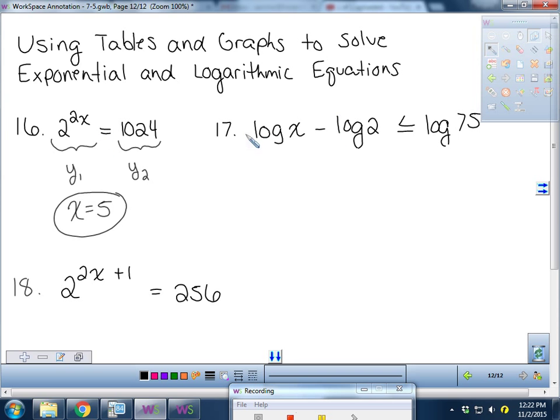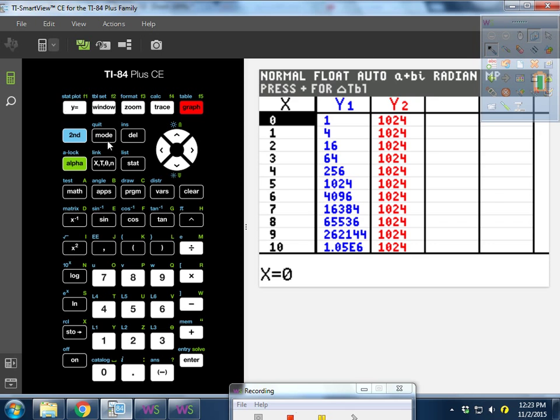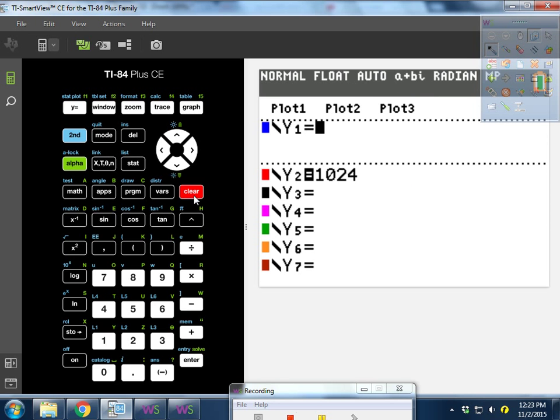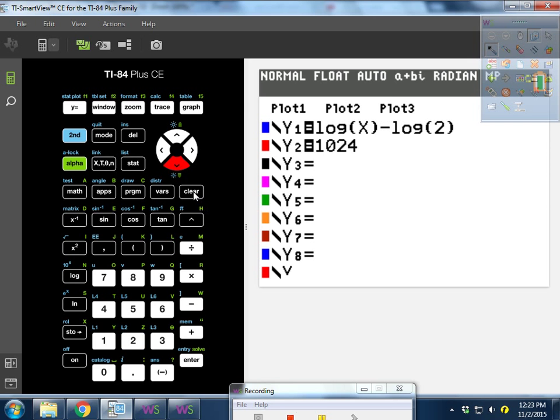We want to know when this side is less than or the same as this side. So again, we'll do y1, this will be y2, and we're looking for when this side is less than or equal to this side. So I go to my y equals, clear that out, and put in log x. Make sure you close that parenthesis so that you know you're done with that part. Minus log 2, close parenthesis, and then we'll be plugging in log 75.